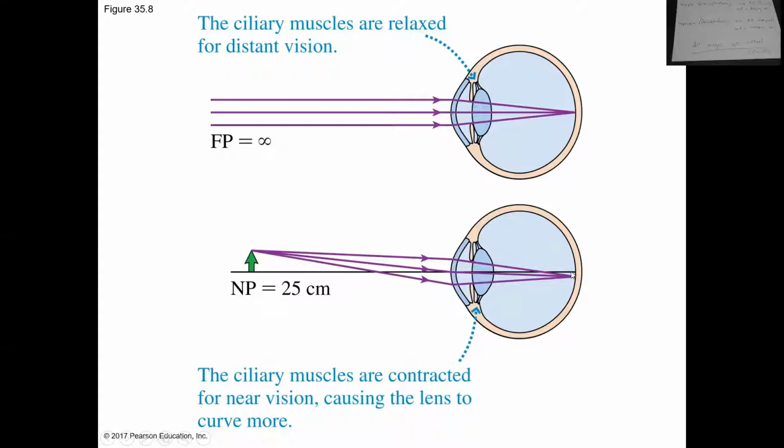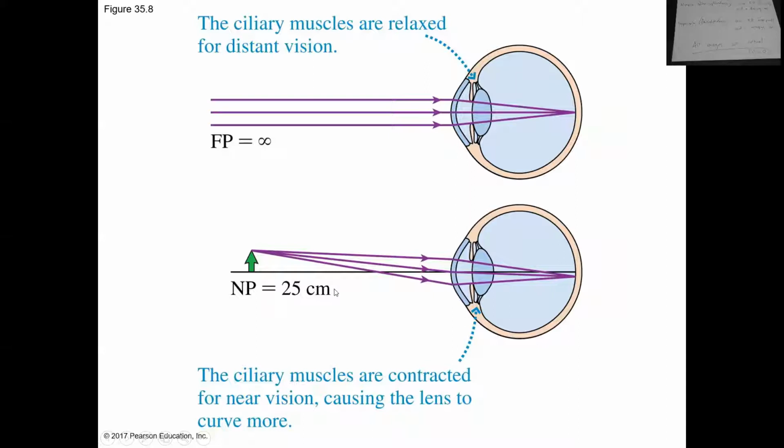And so to accommodate this object position, the ciliary muscles have to contract and cause this lens to bulge a little bit, which would shorten its focal length. And you could use the thin lens equation to make sure that when the object distance is 25 centimeters, the image distance comes out to be 1 inch approximately, so that it focuses on the retina. NP is for near point.